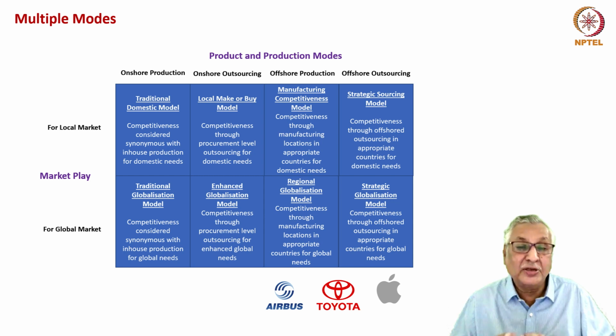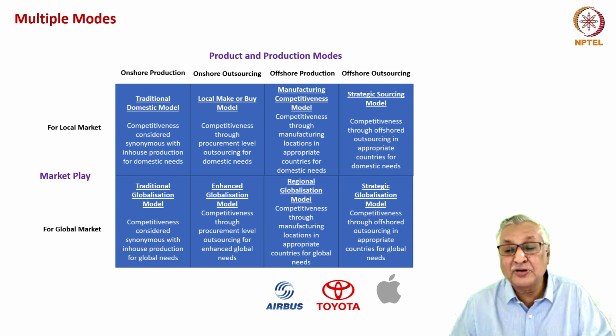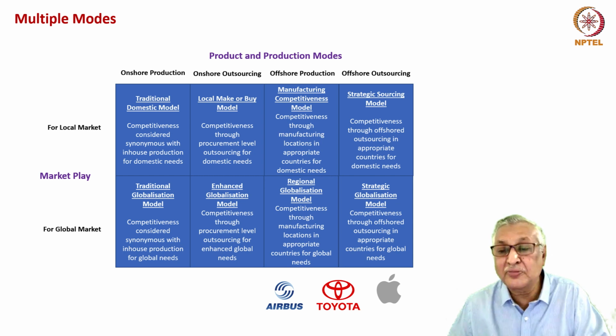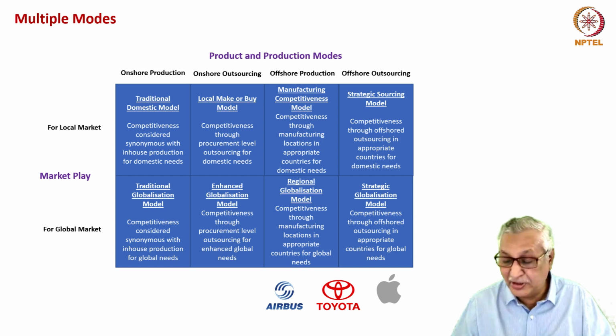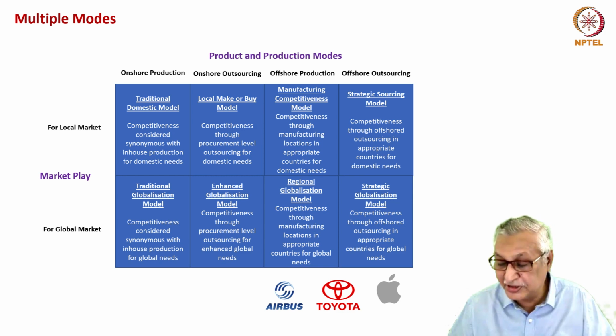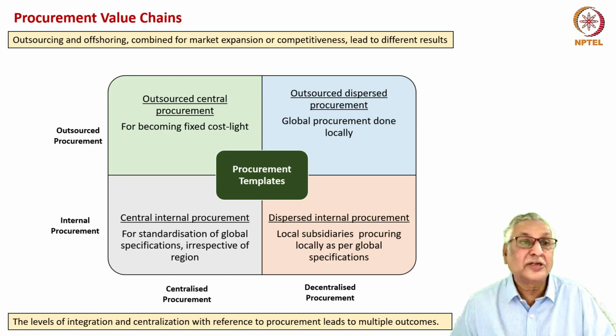So, as a company evolves, eventually it must come to a regional globalization model or a strategic globalization model if the idea is to become a globalized company. So, these multiple modalities must be understood by business strategists as well as by business development executives. Let us look at procurement value chains, because all of this will happen when the procurement value chain is very strong.